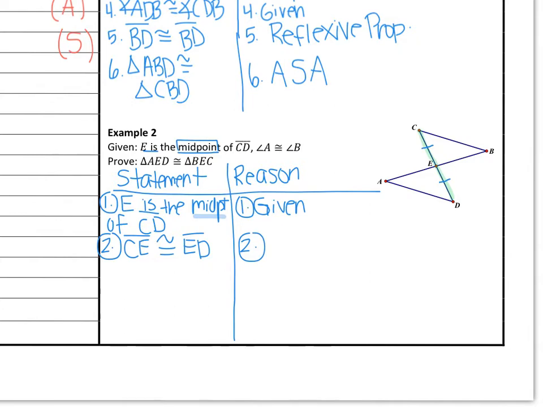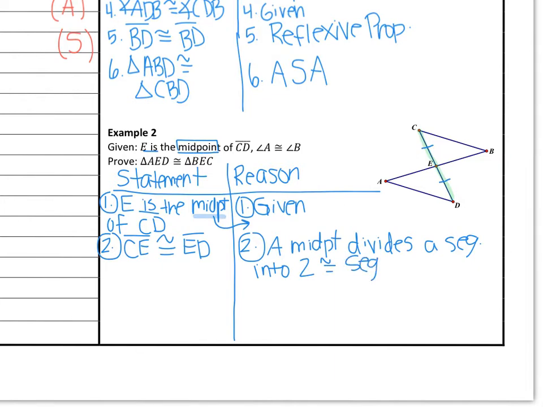So what we're going to do is define the word midpoint over here. A midpoint divides a segment into two congruent segments. Okay, so that's our reasoning for why we could say that CE and ED were congruent.